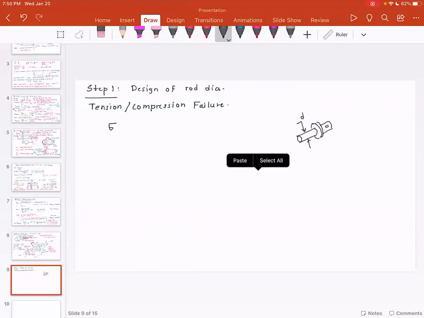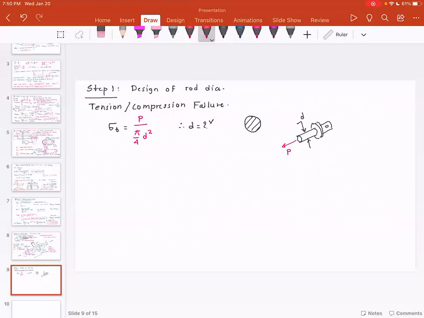The equation is sigma t, because usually the tensile stress is lower than the compressive stress, equals the load that is applied, P, divided by pi by 4 d square. Sigma t will be given to us, the value of P will be given to us, and from here we should be able to find out the diameter d. If you look at the failure area, it is nothing but the circular cross section.